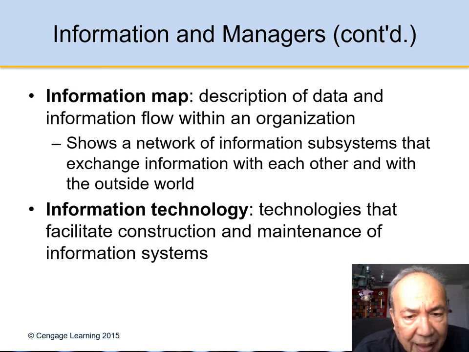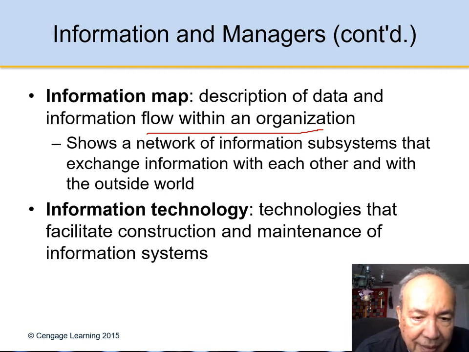Now, how do we do this? You have to have an information map. It describes the data and information flow within an organization. It shows the network of information subsystems that exchange information with each other and with the outside world. And then we have information technology that facilitates the construction and maintenance of information systems.